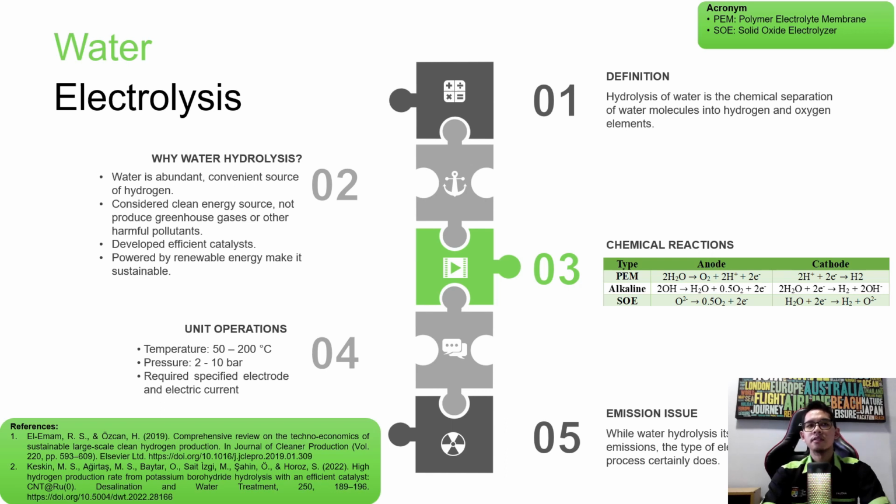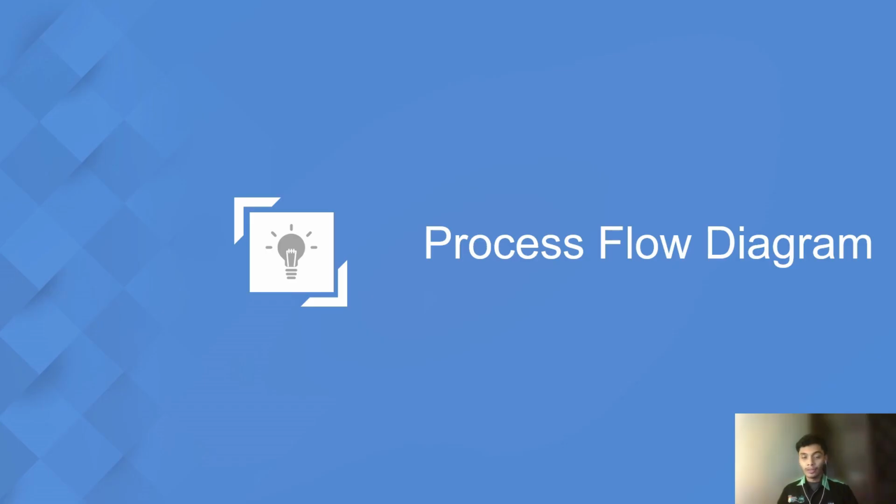The chemical reactions depend on the type of water hydrolysis. Firstly, the PEM, where the hydrogen reduction occurs at the anode, and alkaline and SOE, where the reduction of water occurs at the cathode, which is different from PEM. The unit operations are typically around 50 to 200 degrees Celsius, with an operating pressure of 2 to 10 bar, which requires a specified electrode and electric current. As for the emission issue, water hydrolysis does not contribute to greenhouse emissions, but it does consume a lot of electricity. Now let's move on to the process flow diagram of our study.